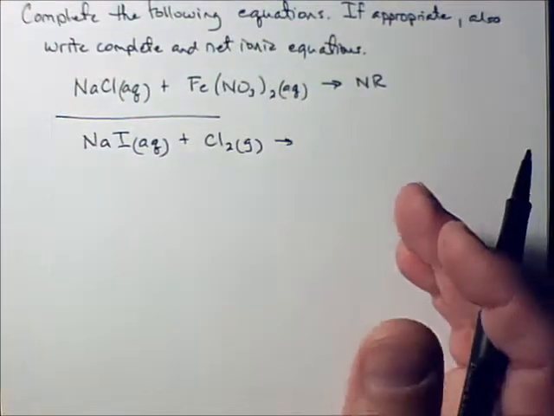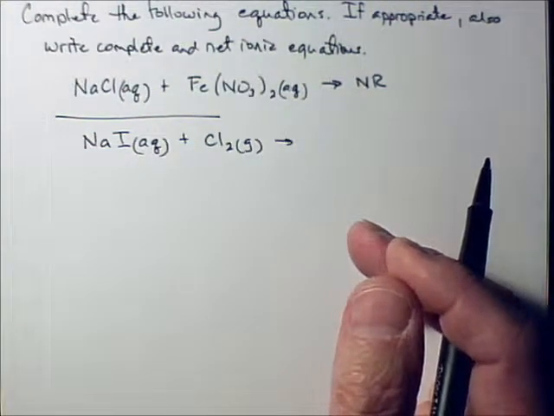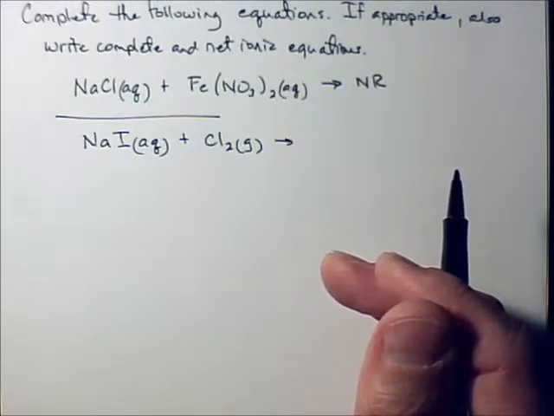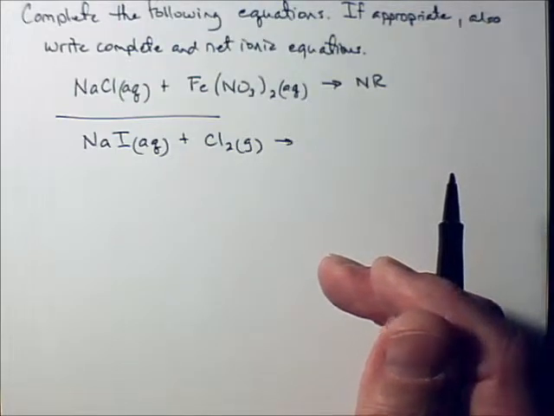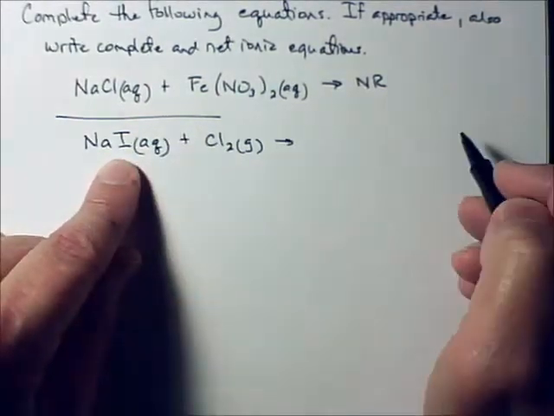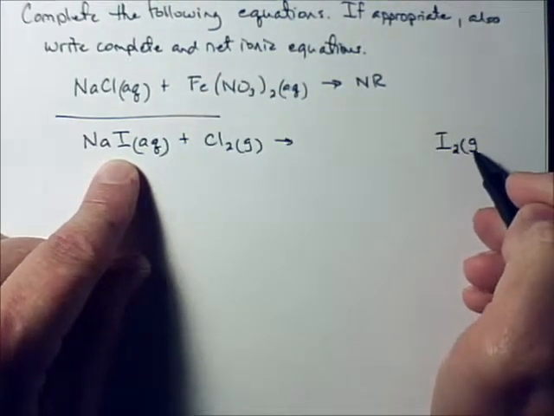You have to know the diatomic elements. All those 7 are also going to be considered in this class to be gases, except bromine. Bromine is considered a liquid. So, chlorine is going to displace iodine. We'll have iodine by itself. It's diatomic. It's a gas.